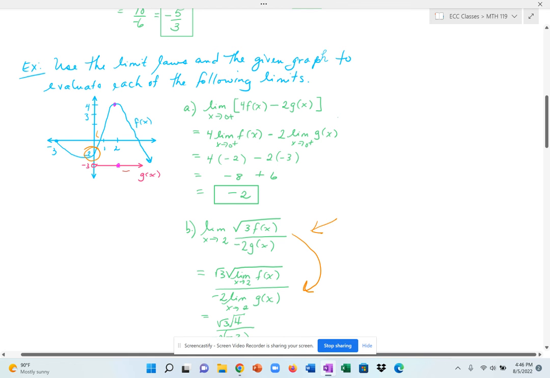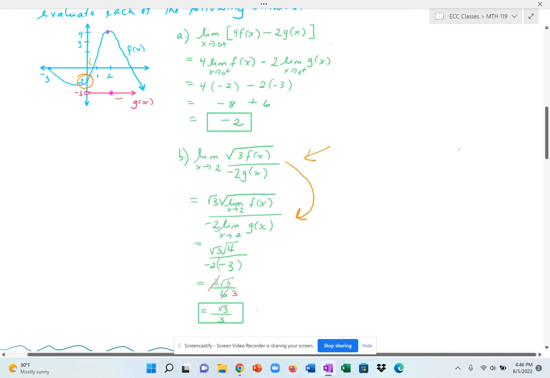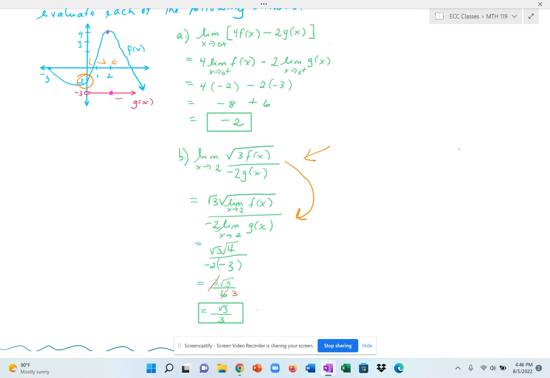Root 3 is now a coefficient. So it's root 3 times the square root of the limit as x approaches 2 of f of x divided by negative 2 times the limit as x approaches 2 of g of x. The limit of f of x, if you read the graph, whether you're approaching f of x from the left or the right, you follow the path, you're getting closer and closer to that value, which has a value of 4. So this becomes root 3 times root 4.